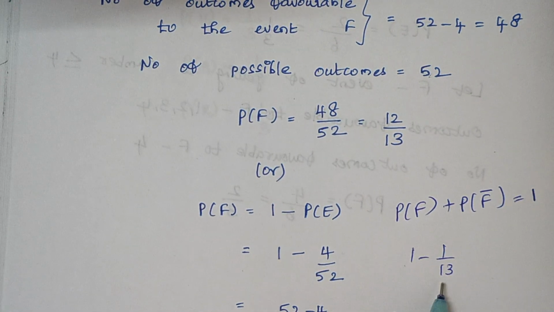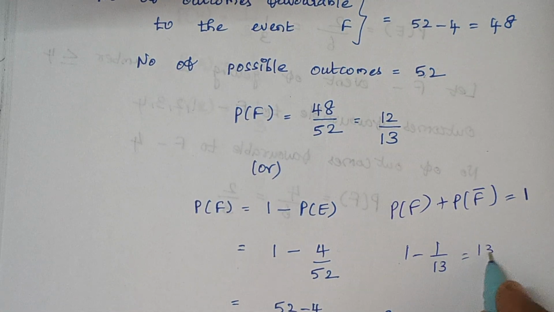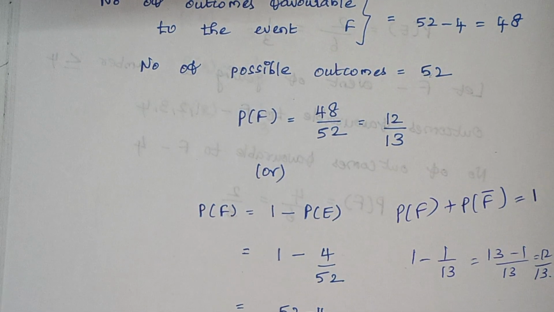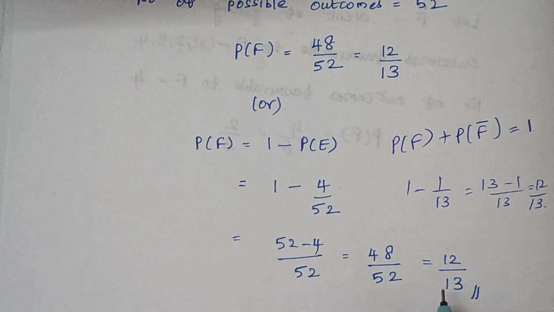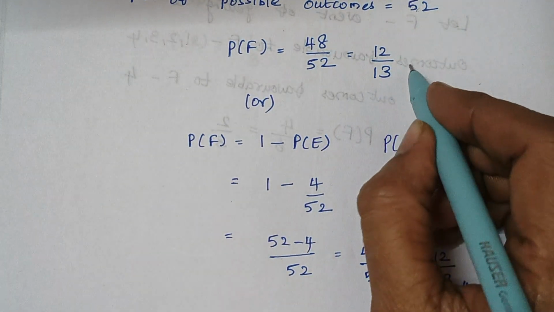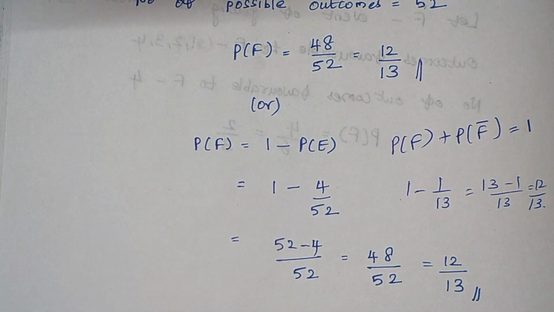You better go with this. Okay, solving will be easy. So once you take LCM, what happens here? 13 minus 1 by 13. So it is 12 by 13. So here you see the final answer is 12 by 13. So for the second part, you can solve by any way. You see here both the answers are the same.